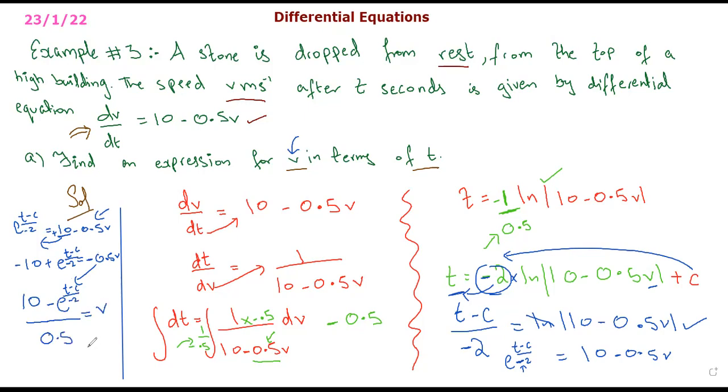So have you understood this question? Yes. Everything, the simplification in every step? Yes. Okay. So we got v equals 10 minus e to the t minus c divided by minus 2 whole divided by 0.5. Now we'll simplify it further, but in the next step, because it would be needed in that step.